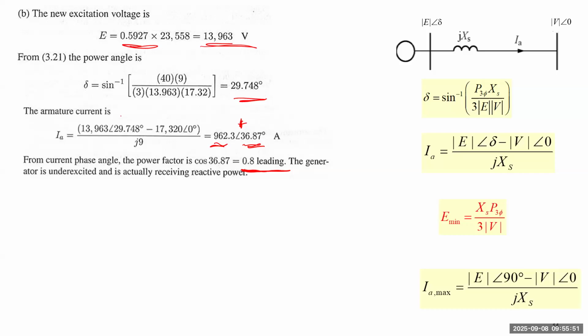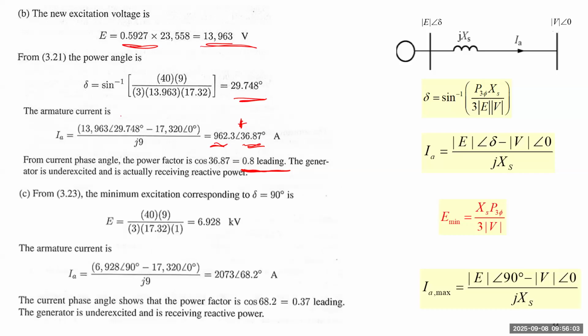The current leads the voltage, which means the external system becomes a reactive source, and the generator needs to be a reactive load. It needs to consume that reactive power. To do that, the voltage needs to become smaller, right? That's why this voltage becomes just 59% of the original value. The minimal voltage based on this formula can be calculated at around 7 kV. And the maximum current will be 2073 at the RMS value, and the angle is 68 degrees.